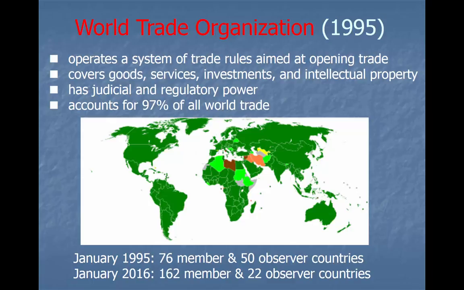When this got started in January 1995, there were 76 member countries and 50 observer countries. As of January of 2016, 162 member countries, 22 observer countries, so we're up to 184. There's 196 countries in the world if you include Taiwan. So this is really the dominant structure for the integration of the global economy today.